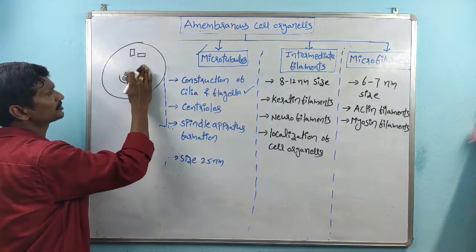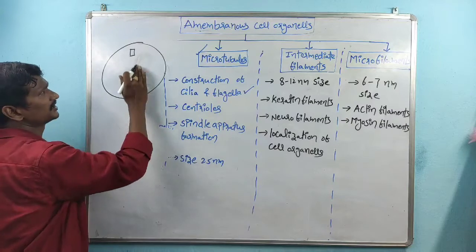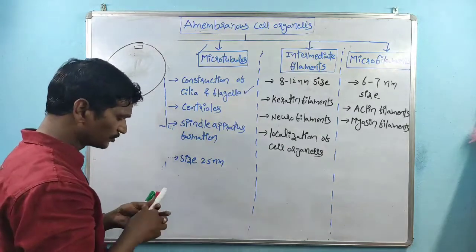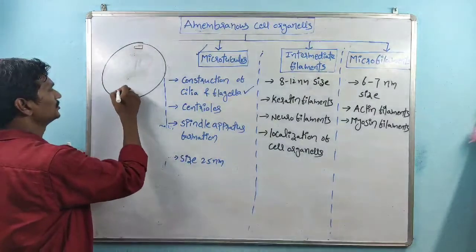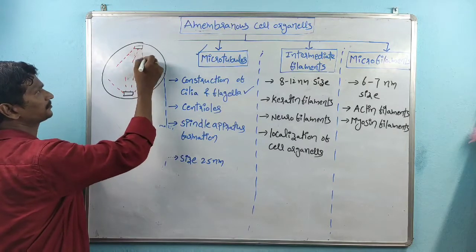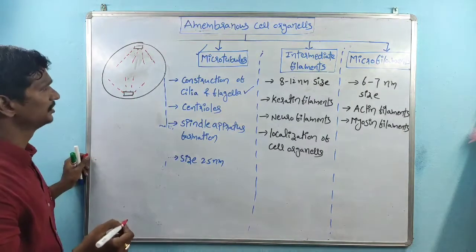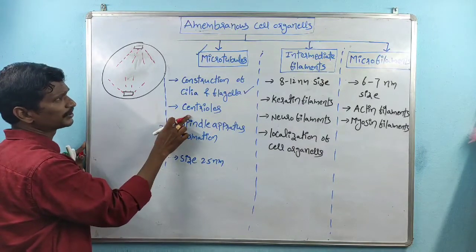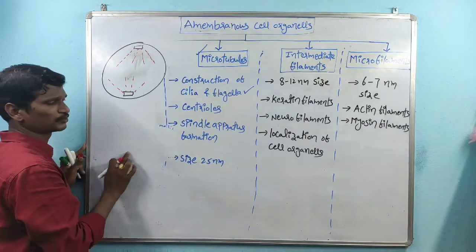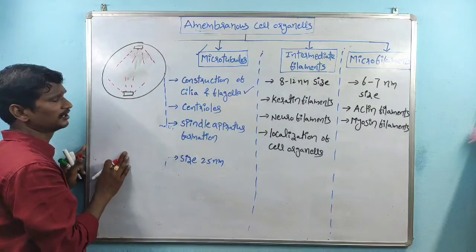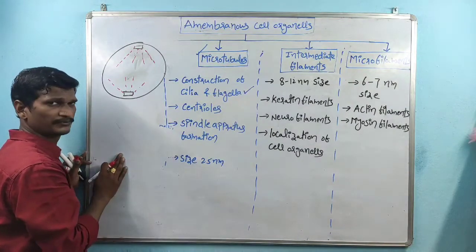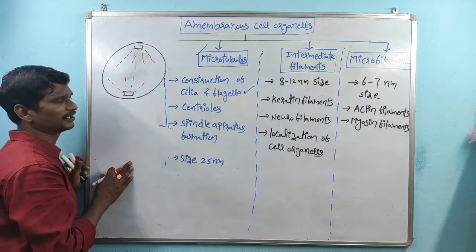During the cell division process, the centrioles move toward the opposite poles and produce the spindle apparatus, like this. This is the spindle apparatus. Centrioles are made up of microtubules, and the spindle apparatus is also made up of microtubules. All of you remember, both are made up of microtubules.